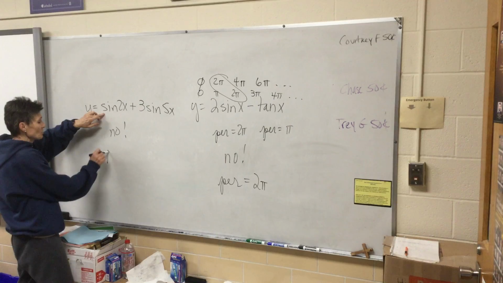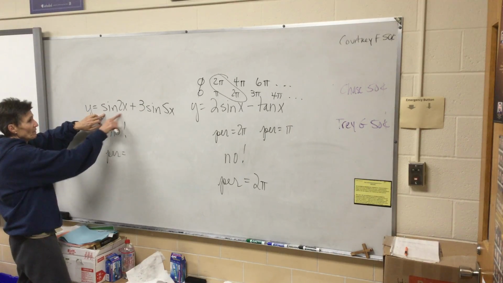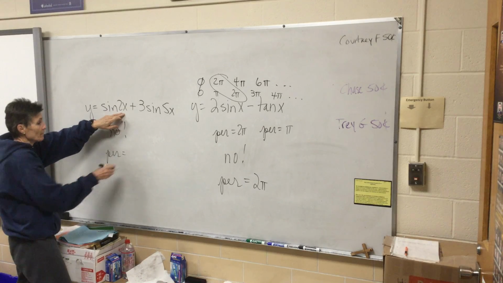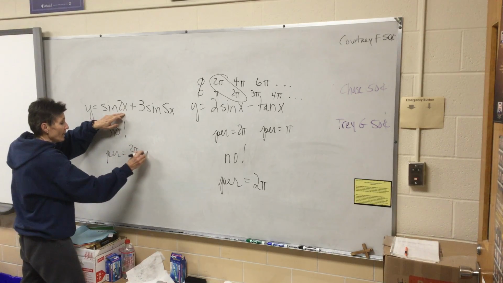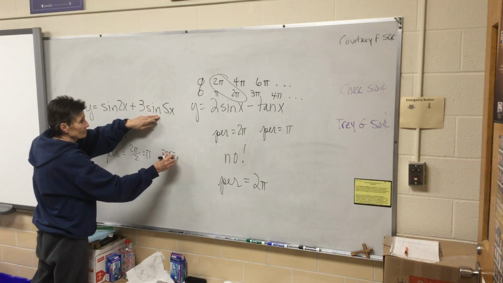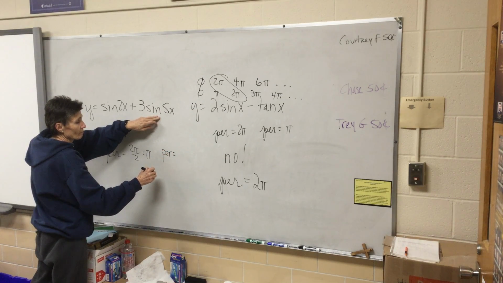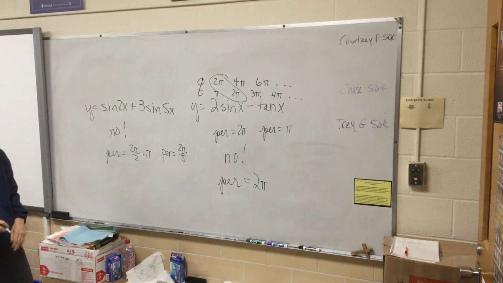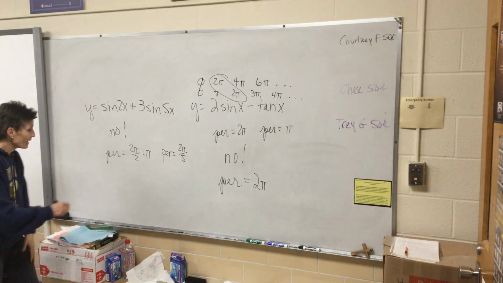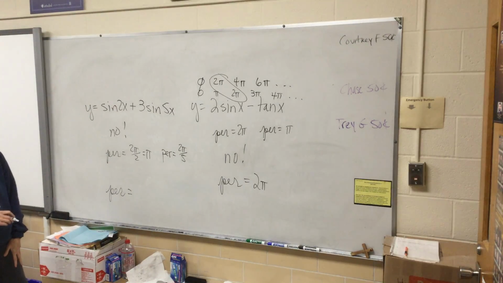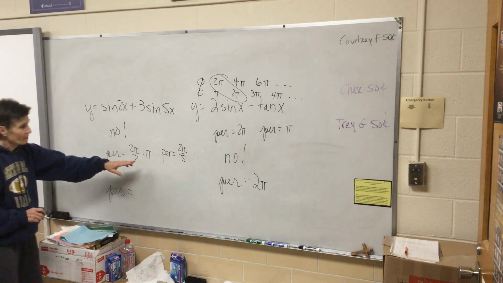The period of this one would be what? What's the period of this piece? Pi. Yep, 2 pi over 2, which is pi. And what's the period of this piece? 2/5 pi. 2 pi over 5. Yep, 2/5 pi or 2 pi over 5. Now, they're both periodic, so I'm going to have a period. I just don't know what it is yet. So I'm going to think about this for a minute.